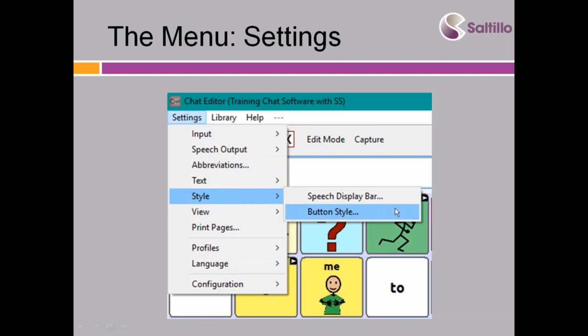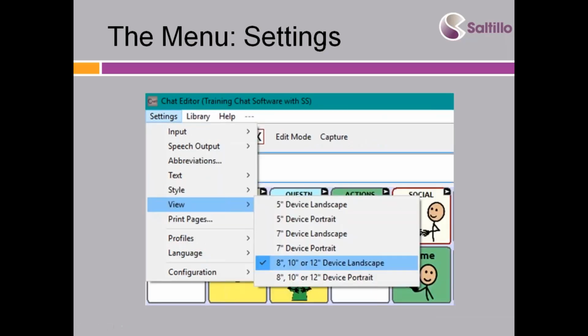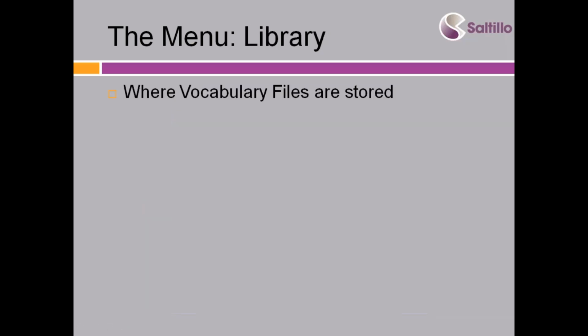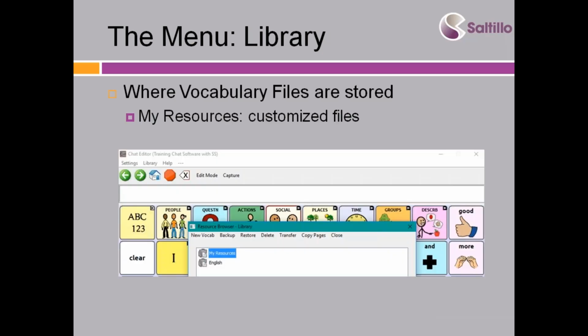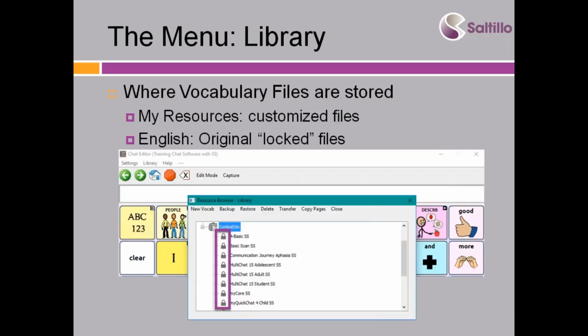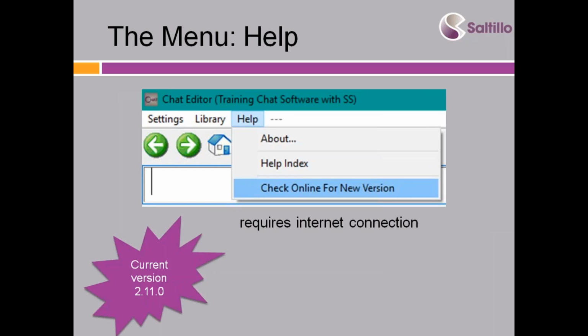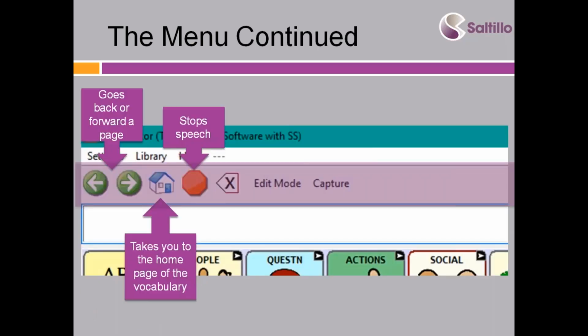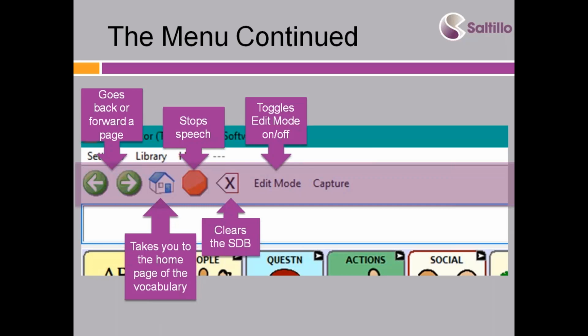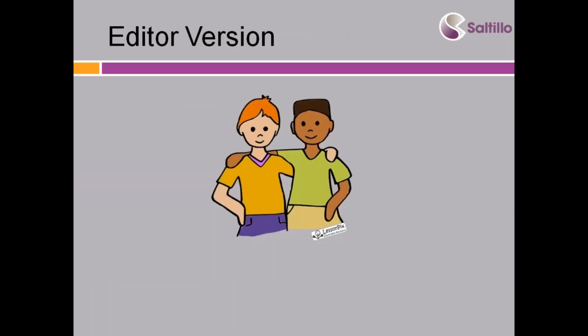So I went through the style, the button, the saturation, size, print pages, configuration. Then under resources, you can also see that all of your files, when you go under the English original, are locked. And so in order to edit, you have to make a duplicate copy. And the help is about, and the current version. So I think we went through all of these.